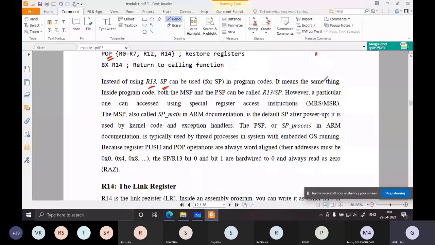R13 or SP. In order to access the stack pointer, as I told you, you have to use special register access instructions, which are MRS and MSR. We shall see what is the use of MRS and MSR later, but for the time being, remember that to access special registers you have to use these. Why are there two? Because one is read from the special register, which is MRS, and MSR is write to the special register. So two instructions are there. We shall see that in the coming sessions.